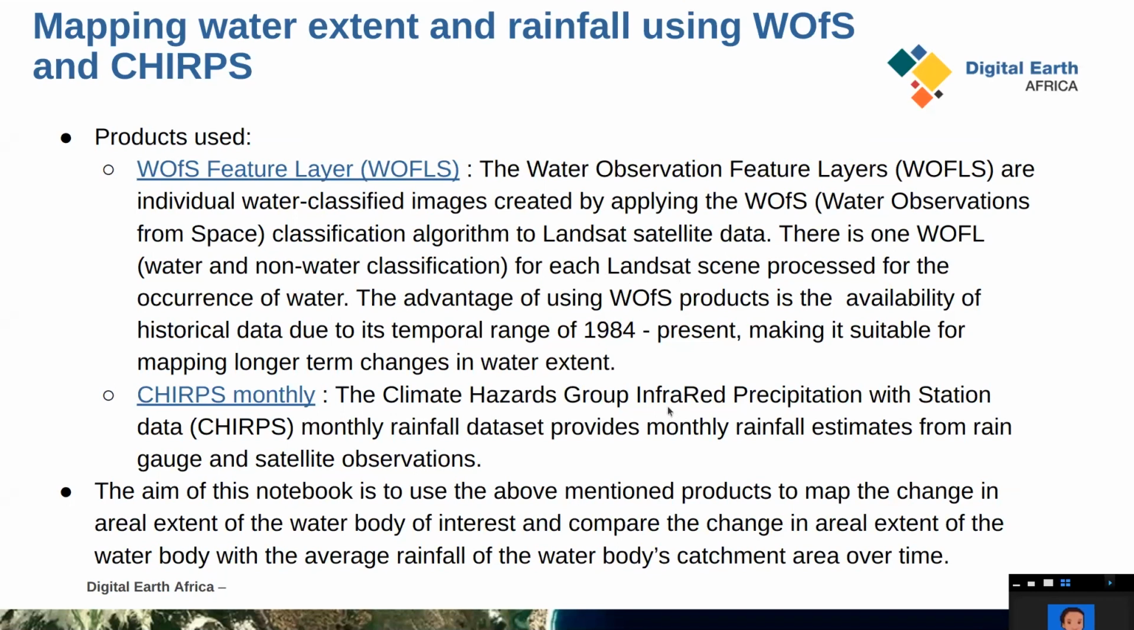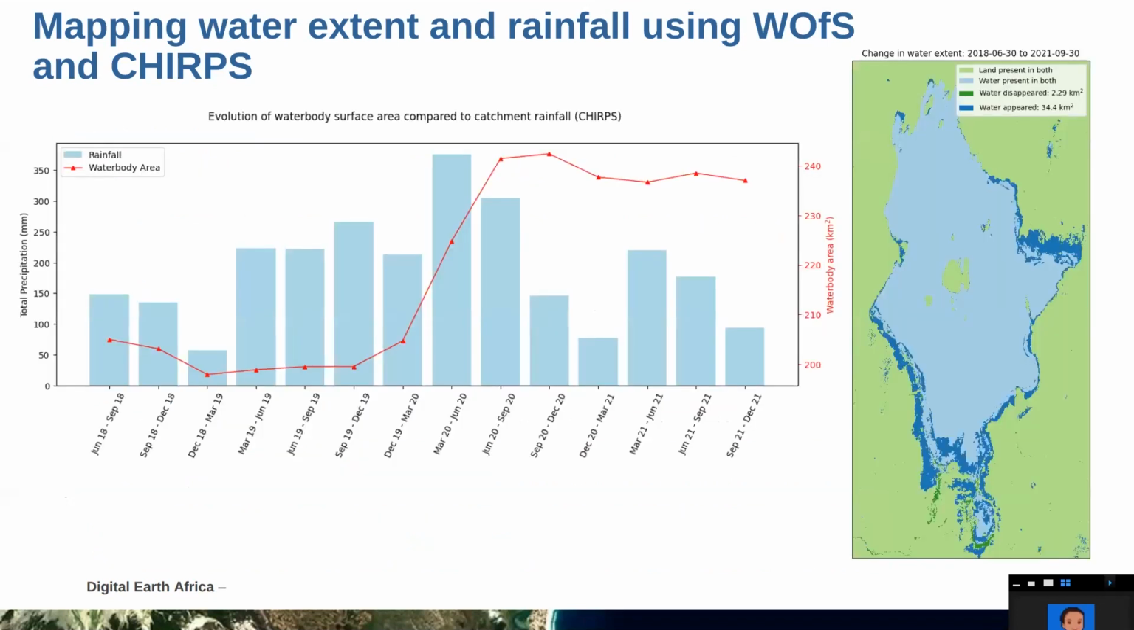Again, the aim of the notebook is to use the above products, the WOFS feature layer and the CHIRPS monthly data, to map the change in areal extent of the water body and compare the change with the average rainfall received in a catchment area for the water body. As you can see on screen, the graph is quite different. It's the same period of interest, but quite different to the Sentinel-1. Although the trend is the same, exact values for specific time periods will not necessarily be an exact match.